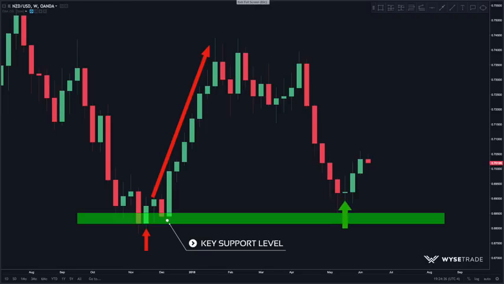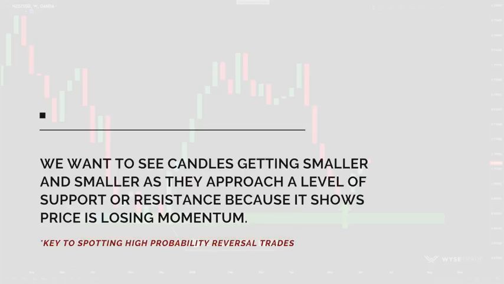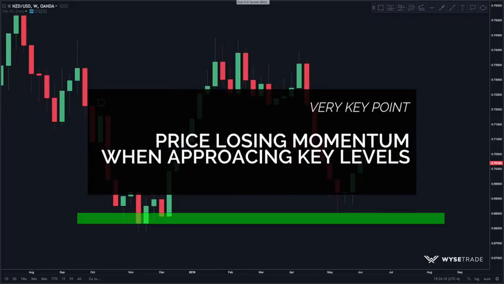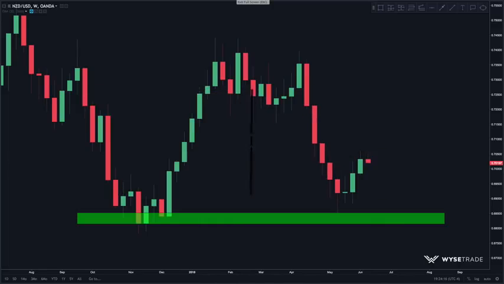Now here's a very key point you need to know in order to spot high probability reversal trades. We want to see candles getting smaller and smaller as they approach a level of support or resistance, because it shows that price is losing momentum. Very key point. You want price to be losing momentum and slowing down as it approaches key levels.